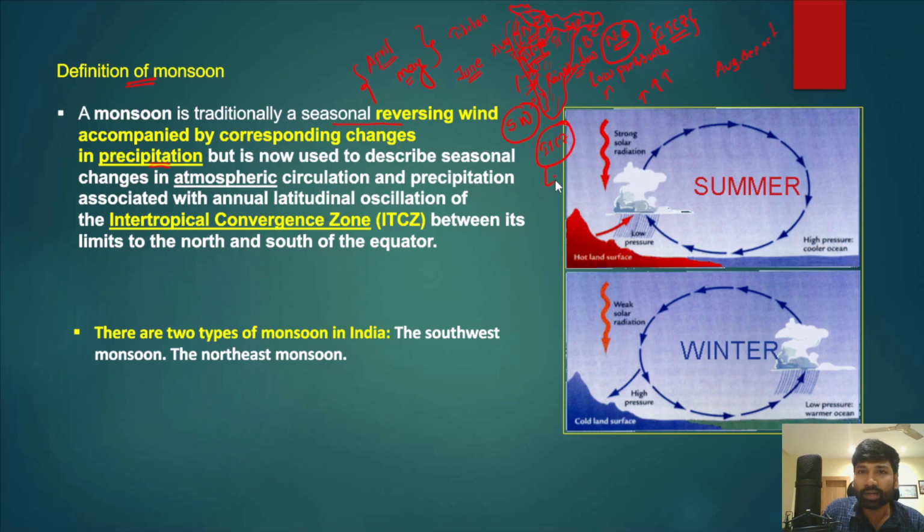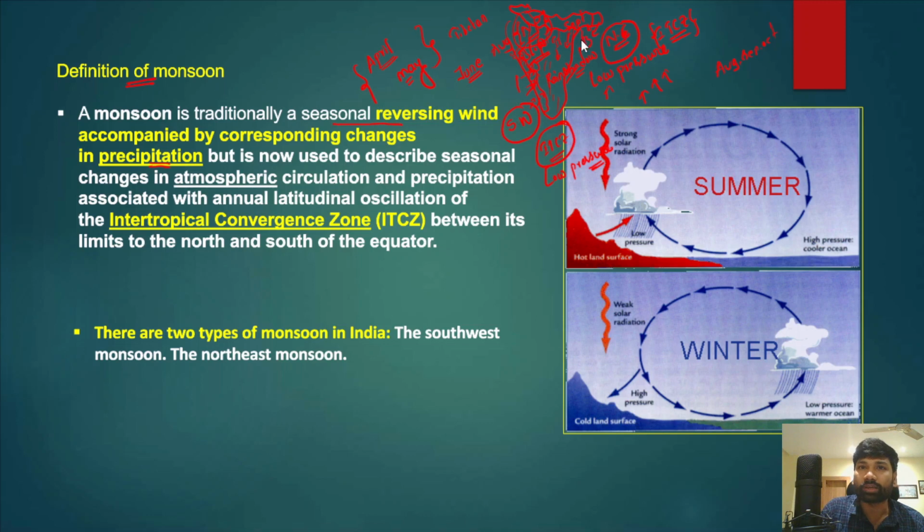Now this intertropical convergence zone, I've told you that this is a low pressure area, right? So this is the low pressure area. When this intertropical convergence zone is shifted, this is a low pressure area. Now it attracts winds from the high pressure regions. Okay, now from the Indian subcontinent, these winds move again towards the Indian Ocean, towards this intertropical convergence zone.